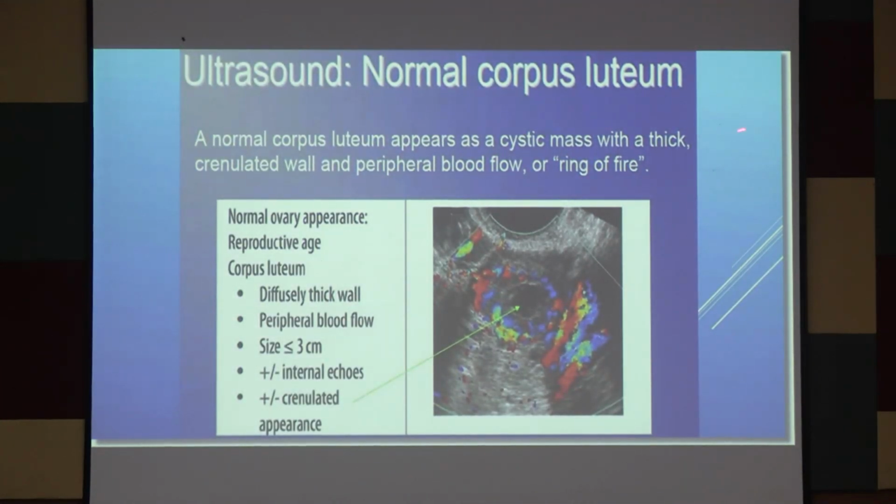The important part here is a ring of fire appearance. It's a thick crenulated wall with a ring of fire. There is peripheral vascular flow. This increased peripheral vascularity causes a ring of fire appearance.